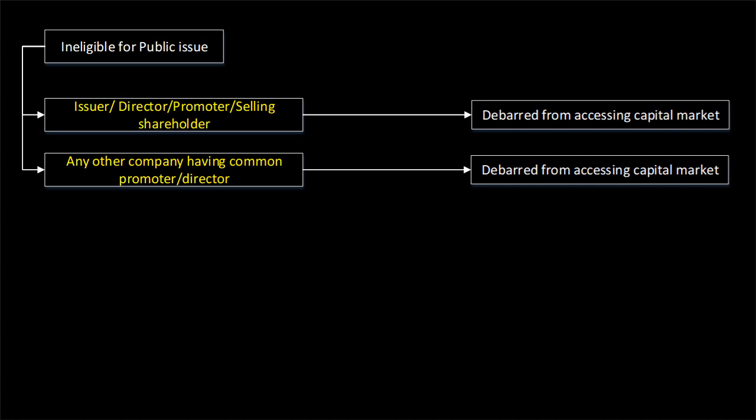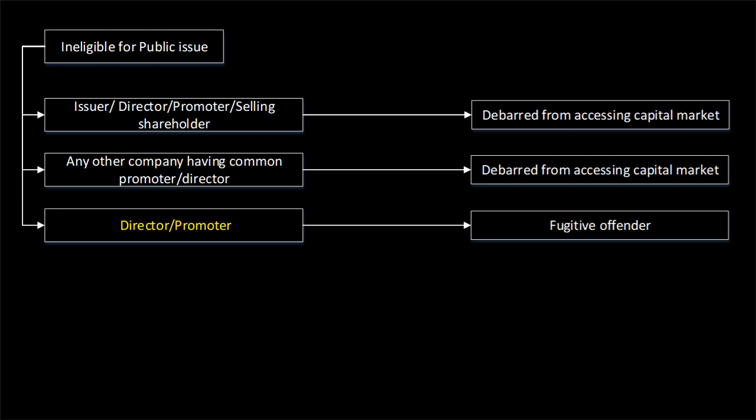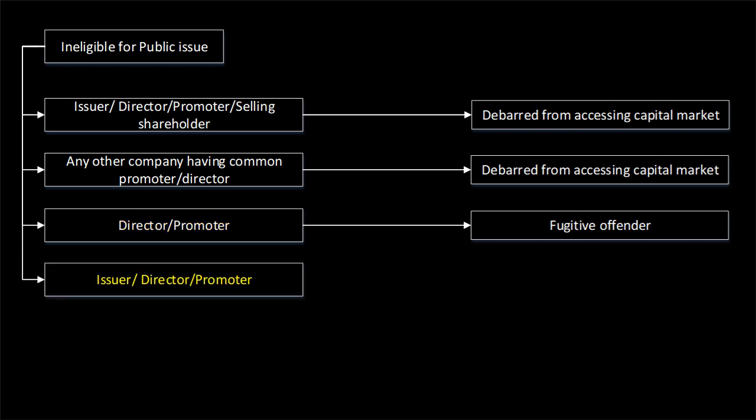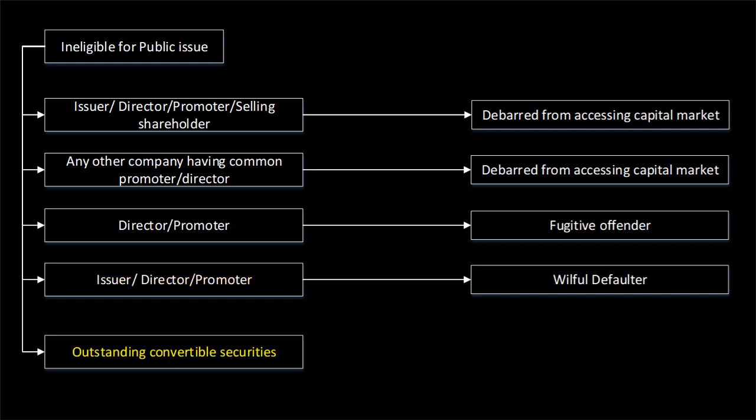Third situation says, if any of the directors of the issuer or any of the promoters of the issuer are fugitive offenders, then the issuer will be ineligible for public issue. Fourth situation says that if the issuer or any of the directors of the issuer or any of the promoters of the issuer are willful defaulters, then the issuer will be ineligible for public issue. And finally, fifth situation says that if an issuer has issued convertible securities and such securities are outstanding, then the issuer will not be eligible for public issue.